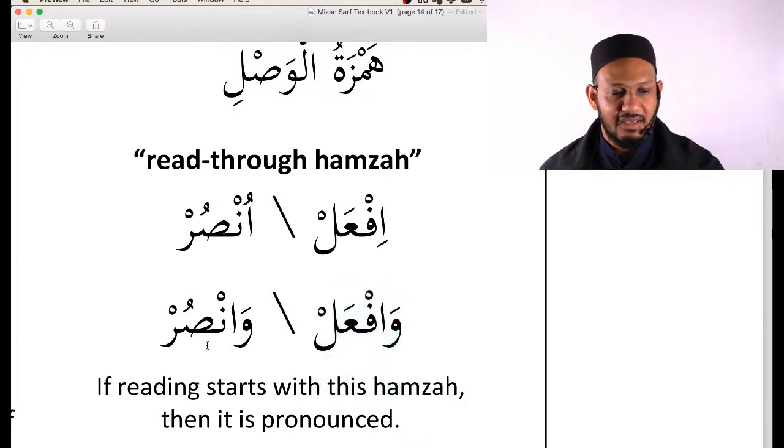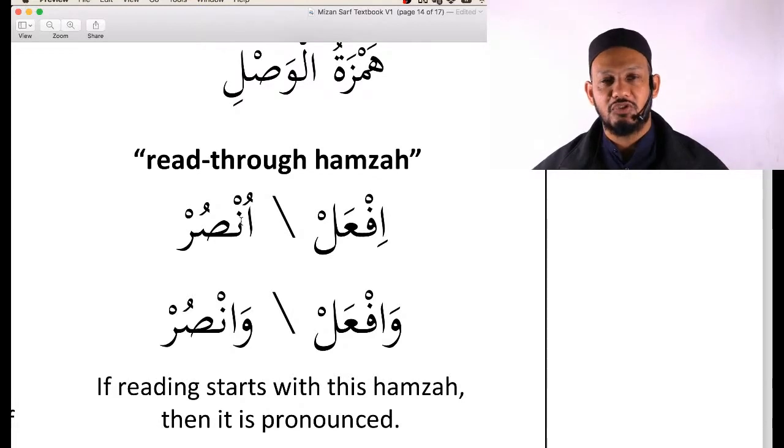Waf'al, yes. And how do I read this here? I read this wansur. I don't say wa unsur. I read it wansur. Okay. You with me? So if the reading starts with this Hamza, like if'al unsur, you're starting the verse with this Hamza, you will say it. You will say if'al unsur.